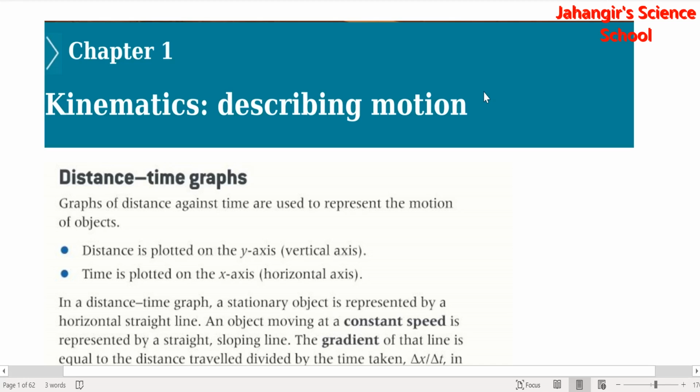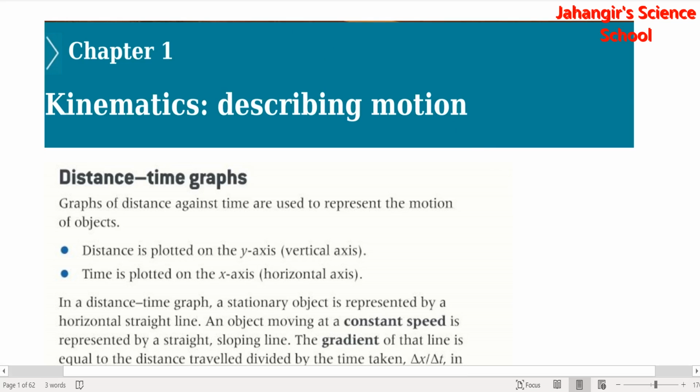The graph of distance against time is used to represent the motion of an object. Distance is plotted on the y-axis, vertical axis, and time is plotted on the x-axis, horizontal axis. Remember, when we plot a graph, we must put the independent variable on the x-axis.